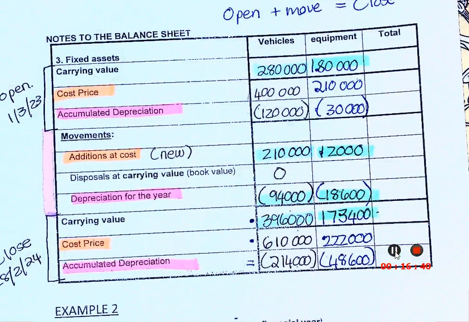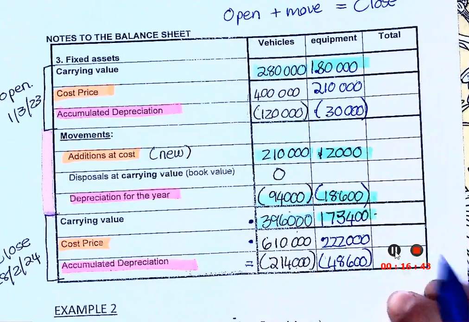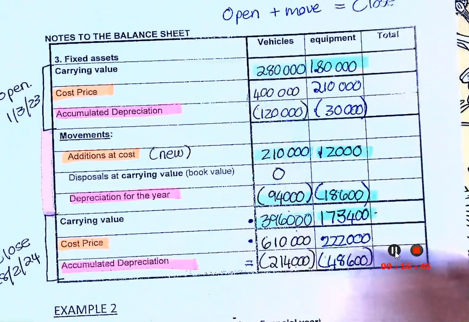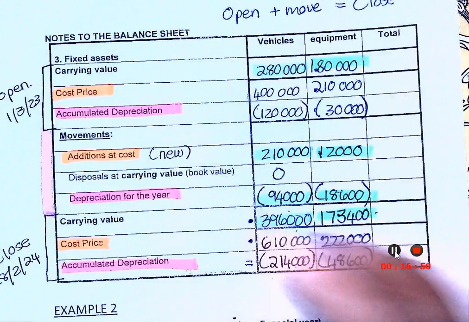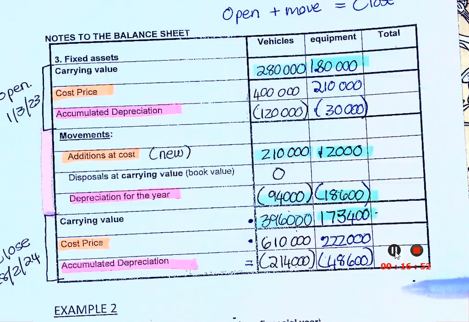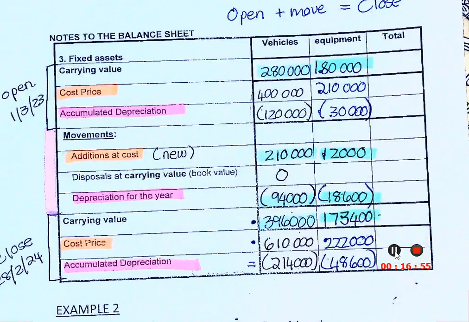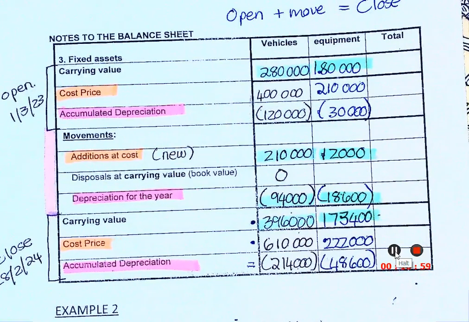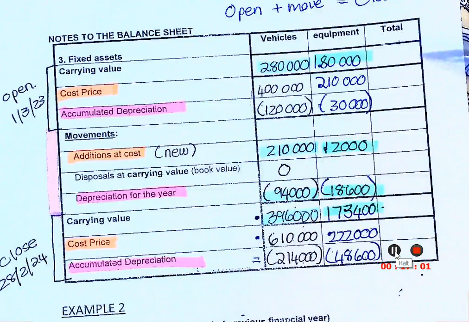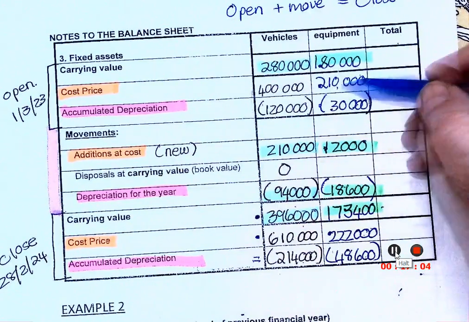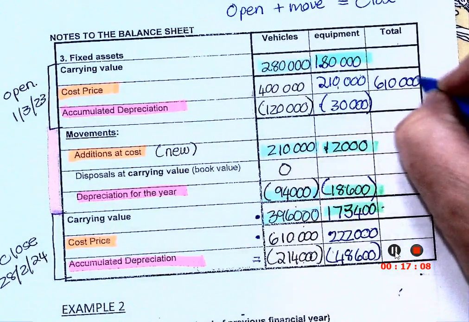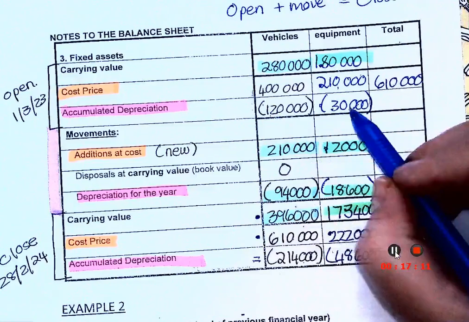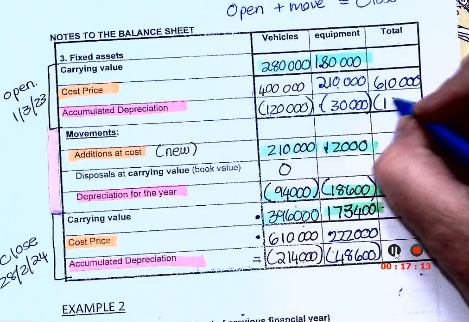Is everybody sharp? Yes. And now I need the totals here. So you're going to add everything vertically. But it must also work horizontally, but it must also work vertically. So let's do that. So let me quickly do it with you. If I say 400 plus 210, it's going to give me 610. If I say, please listen, if I say 120 plus 30, it's going to give me 150.